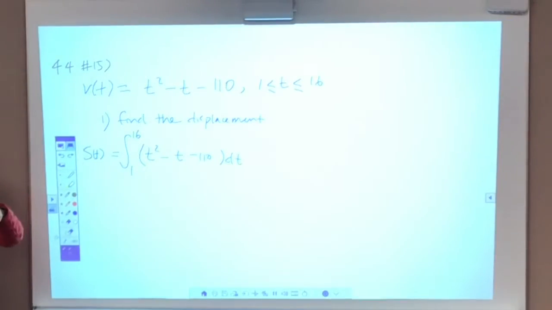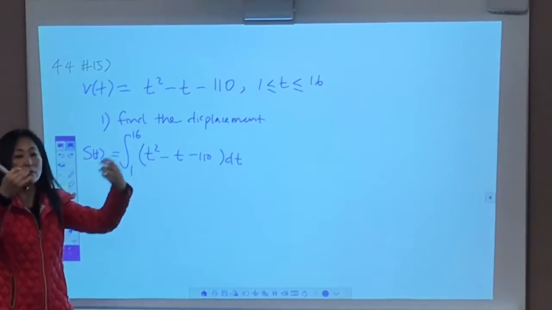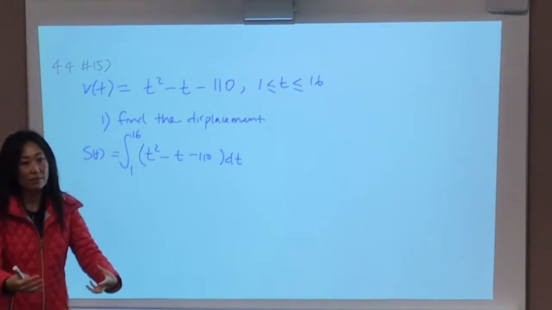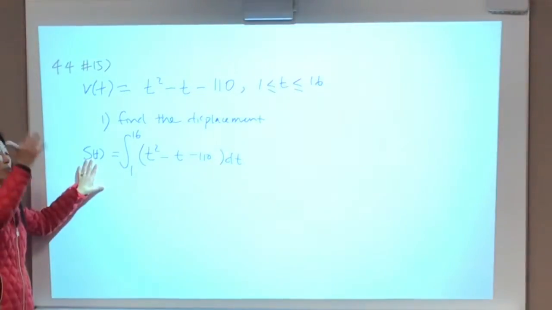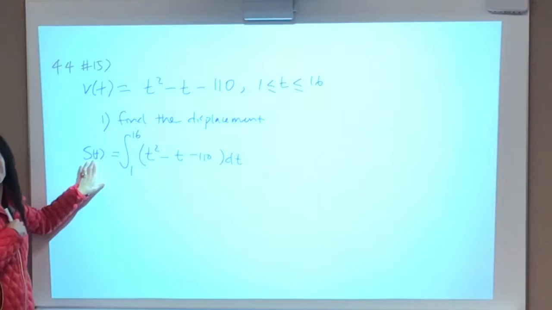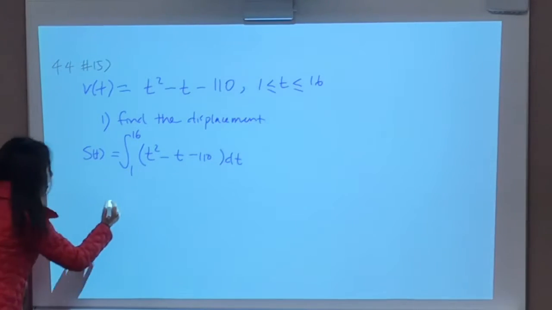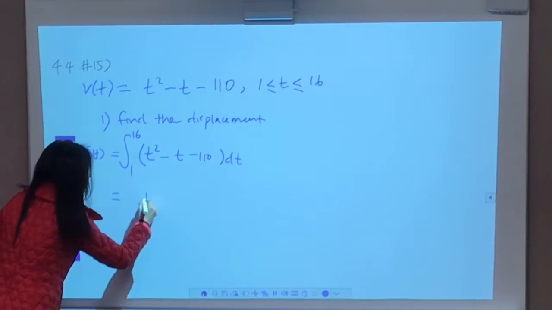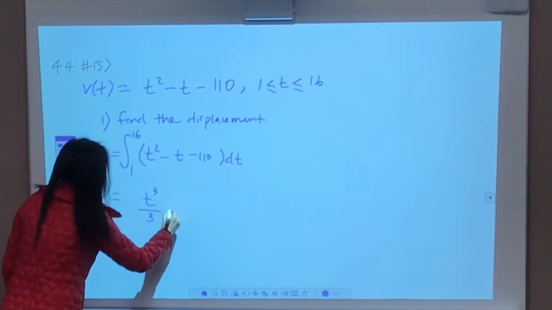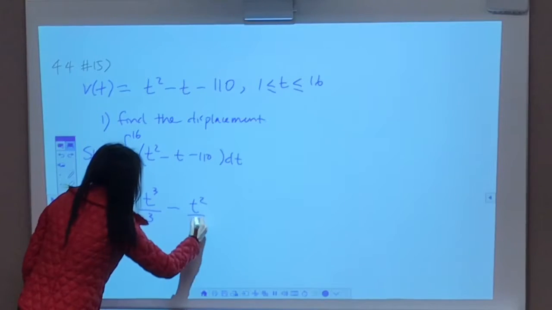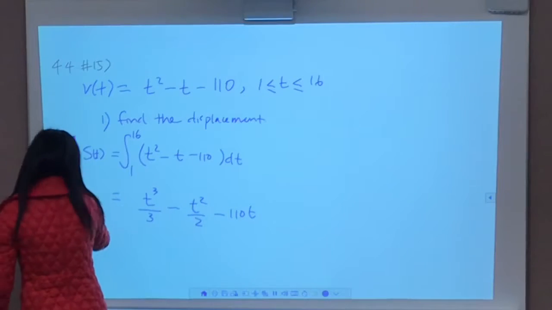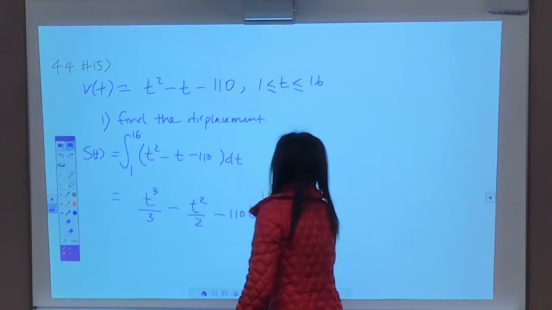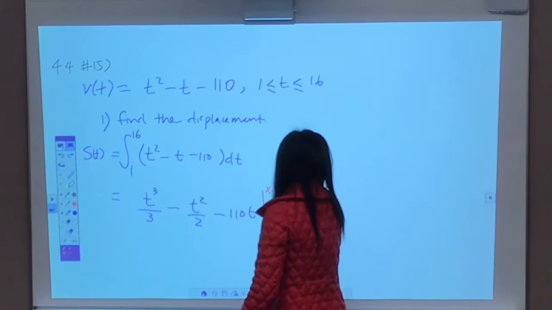Remember, if you take a derivative of the position function, it gives you a velocity function. You take a derivative of the velocity function, it gives you acceleration. So this is what we're doing: we're going backward to get the position function, in other words. Is everybody with me? All right, so take the antiderivative of this. We know what to do. What's that equal to? t to the 3 divided by 3, minus t squared divided by 2, minus 110t. And I am evaluating from t equal to 1 to t equal to 16.